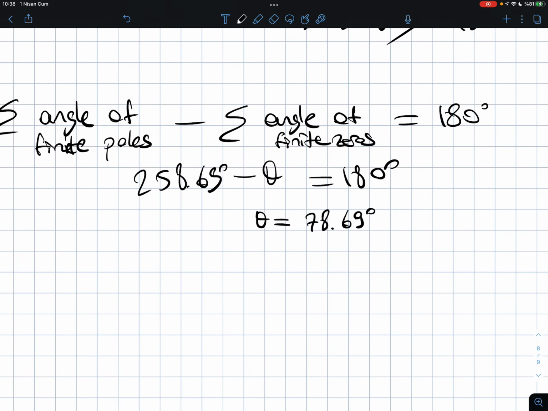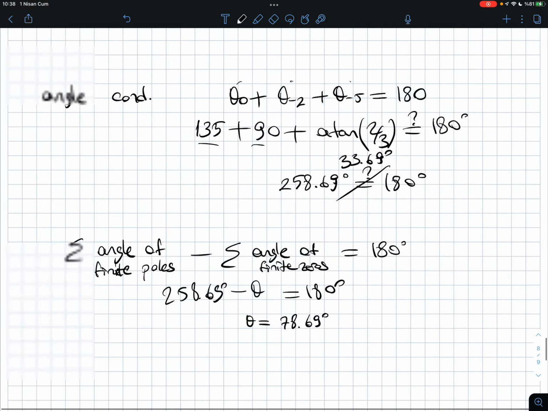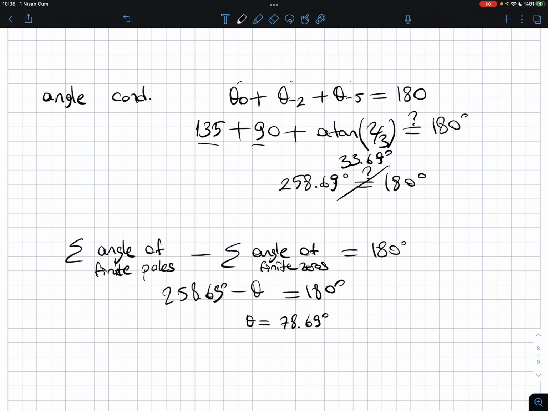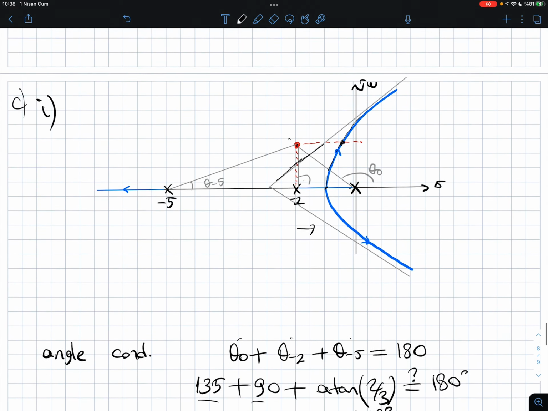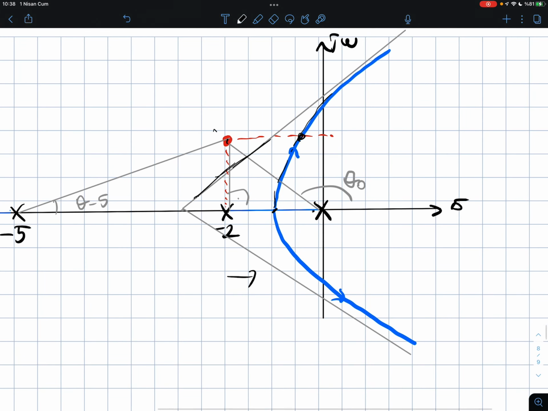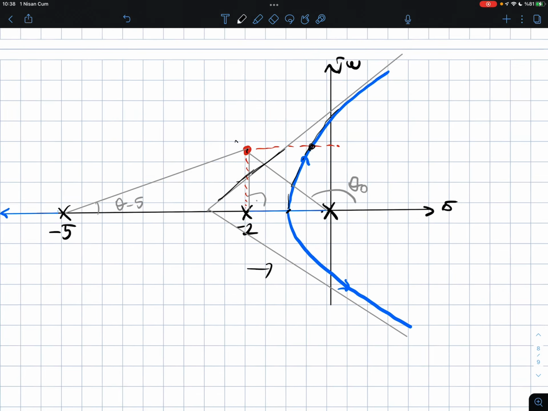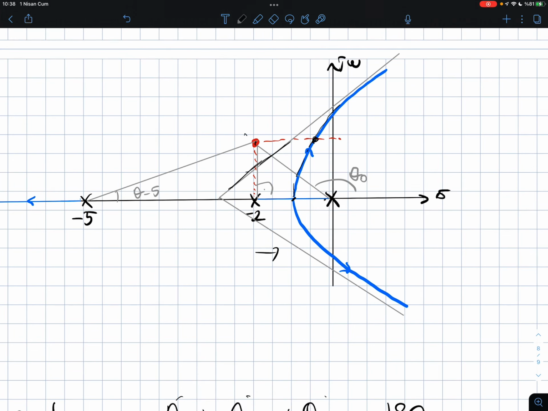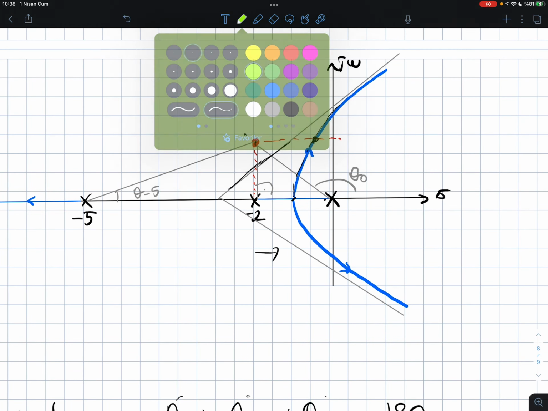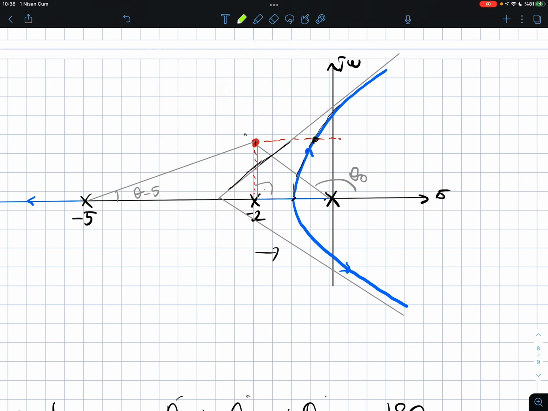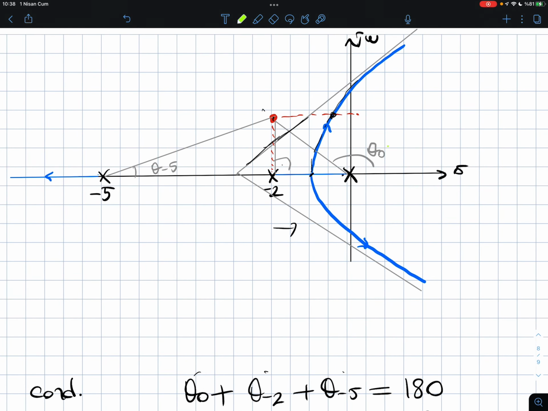If we add a zero that has this angle here, then the equation will be satisfied. So therefore, let's try to work out where the zero should be. Note that theta 0 here is a wide angle, and here we have the 90 degrees here. So it seems like the zero that I'm trying to add here should be somewhere here.